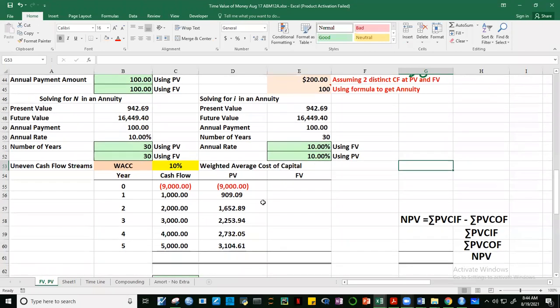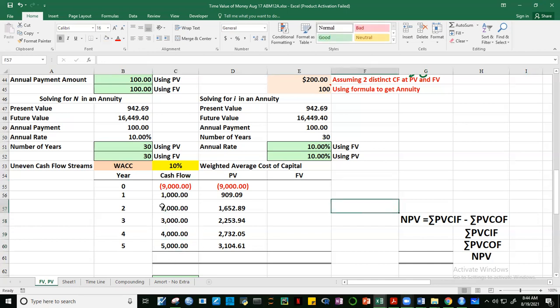Okay, so for this one, we have what we call uneven cash flow stream. If you take a look at this, guys, hindi siya annuity, no? Kasi 1,000, 2,000, 3,000, 4,000, 5,000. Tapos sa year 0, meron tayong outflow. Ito yung parang investment na diniscuss natin dati. May investment tayo na 9,000 kasi outflow siya, negative. And then may returns tayo, cash inflows, 1, 2, 3, 4, 5.